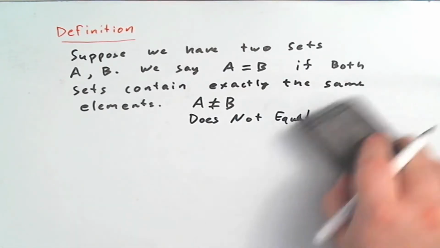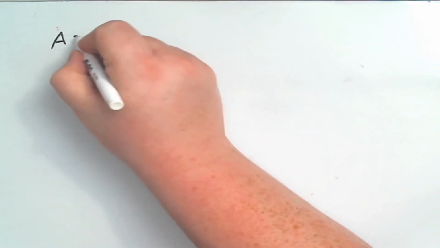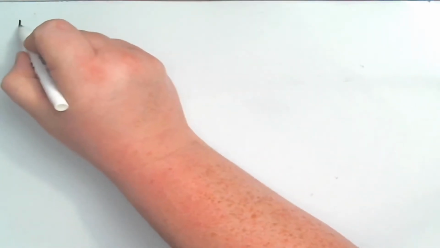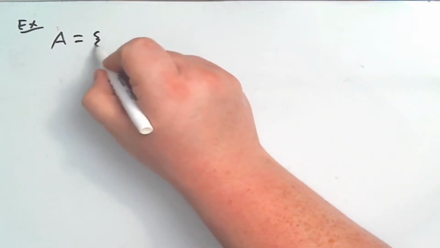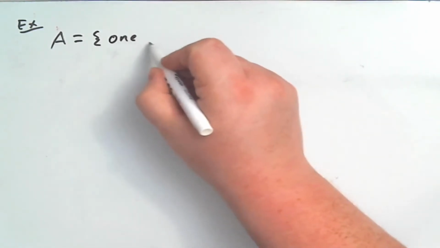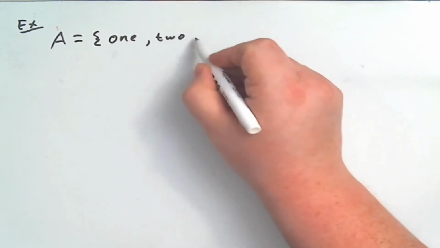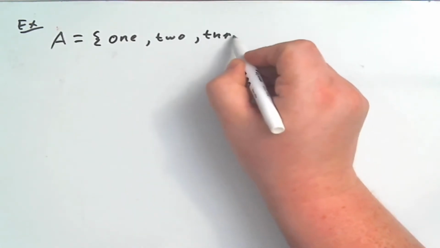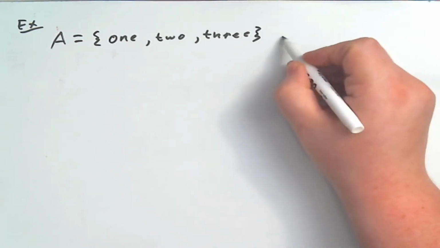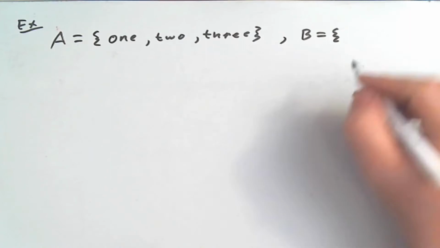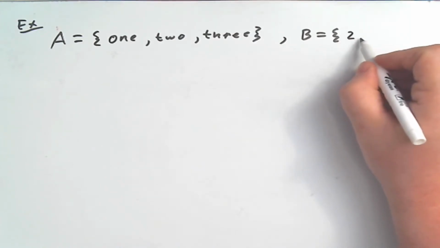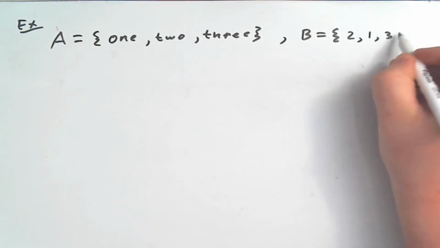Alrighty. Let's take a look at another example. Let's erase our definition so we can have more room for examples. Now suppose I define A in this way. This is another set of examples. Suppose I define A as 1, 2, 3. And then I use the same definition for B as I used in the previous example: 2, 1, 3.